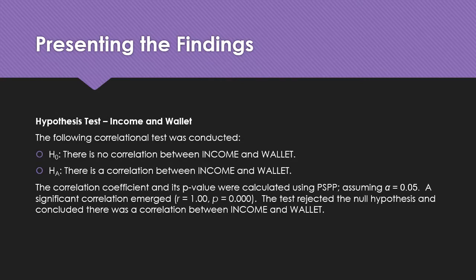Income and wallet. We did our analysis, and PSPP gave us an R value of 1 and a p-value of 0.000. And again, with a p-value of 0.000, here we're stating that we can reject the null hypothesis, and with an R value of 1, that's a strong positive correlation. So we can conclude that we can reject our null hypothesis and conclude that there was a correlation between income and wallet.